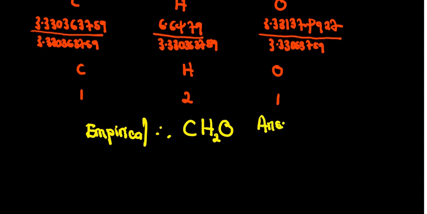I'll repeat myself. The empirical formula of a chemical compound is the simplest whole number ratio of atoms present in that compound. So we're just trying to find the simplest way of writing the individual ratios or the subscripts of that chemical compound. And we just found out that the empirical formula of the compound we're looking for is CH2O, and that is the final answer.